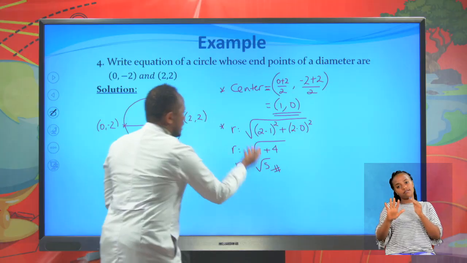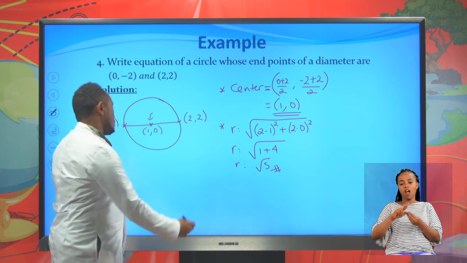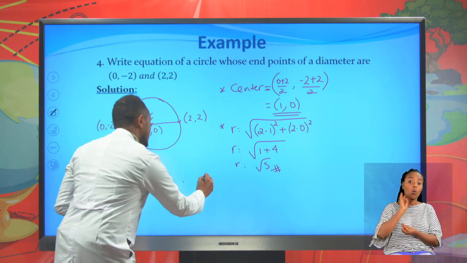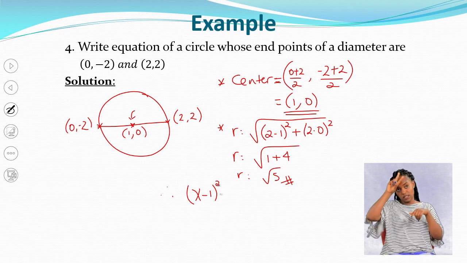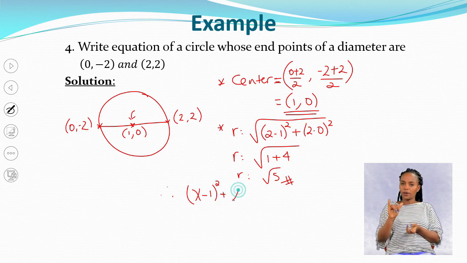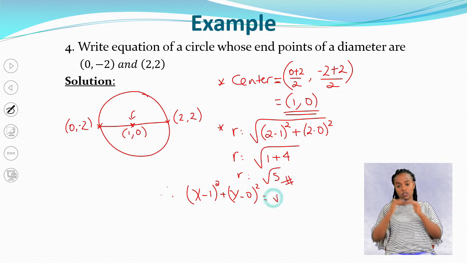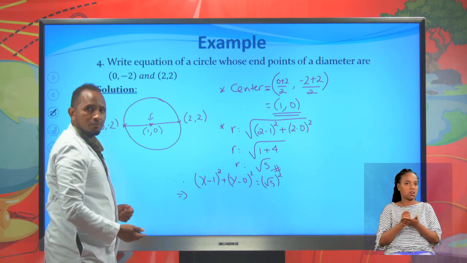So now we can write the equation of a circle once we have found the radius and the center. The equation of the circle will be (x minus -1) the whole squared, plus (y - 0) the whole squared, is equal to the radius squared, square root of 5 squared. So I can rewrite this in another form.